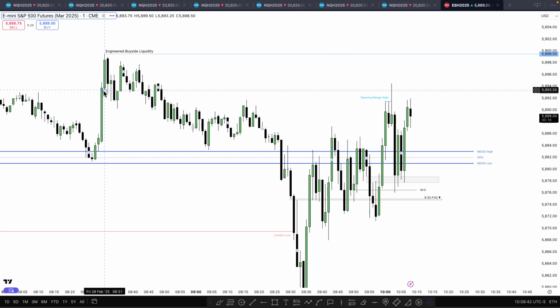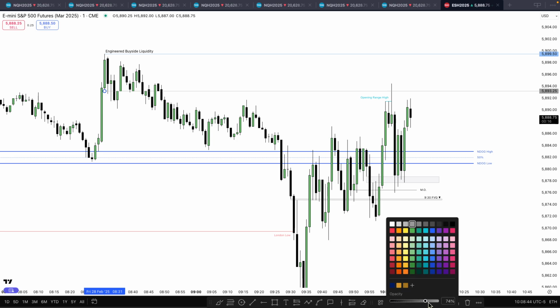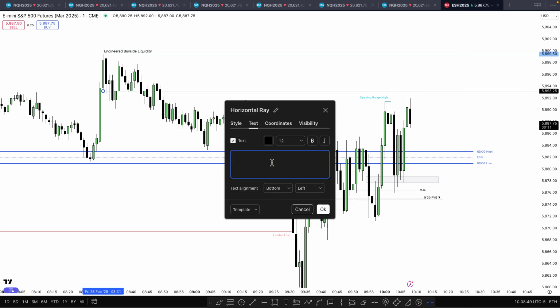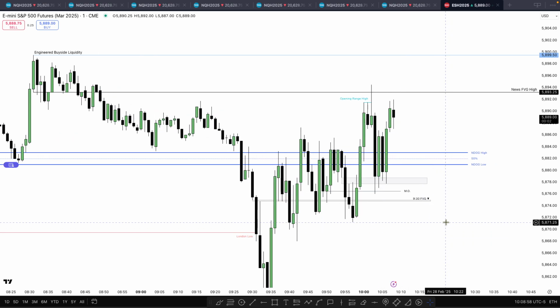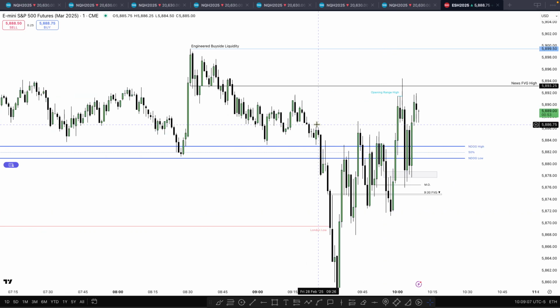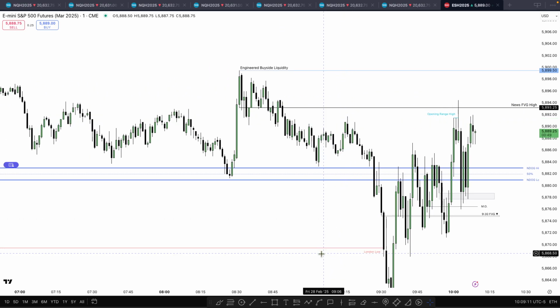And recall this, I'm going to make it a little darker now. This is the high of the news fair value gap. So we deliver to that. We haven't gone close above yet. We'll watch here.